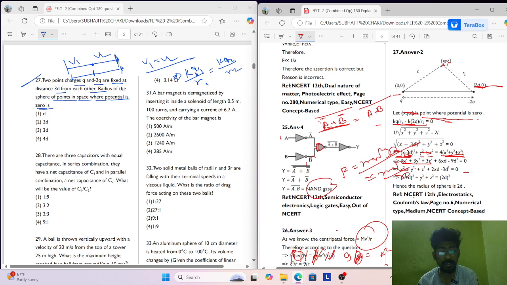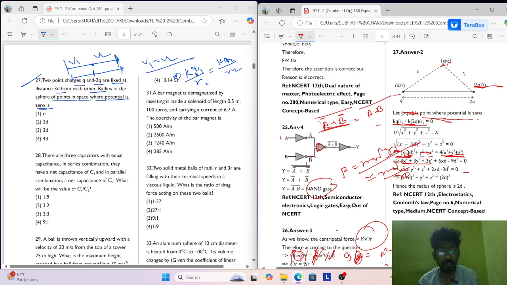So take 3 out, what we will get? X square plus y square plus z square plus 2xd minus 3d square. Right? So x plus d, take 1d here. You will get (x plus d) whole square plus y square plus z square, and this will be 4d square. Take this 4d square here, you will get (2d) whole square. So from that you can say the radius of the sphere will be 2d.